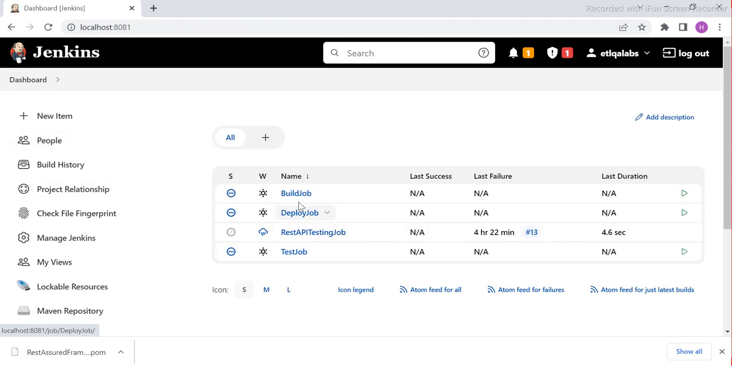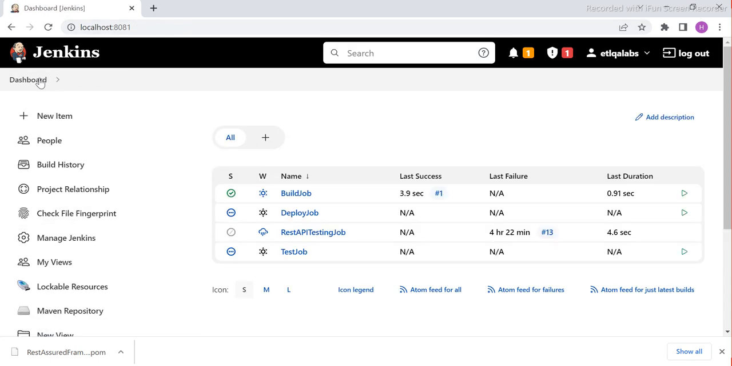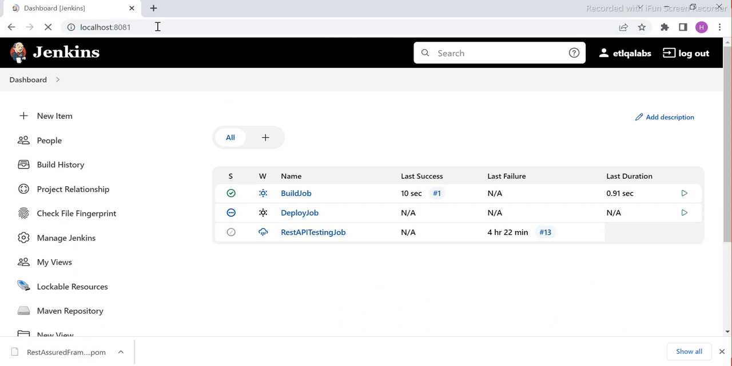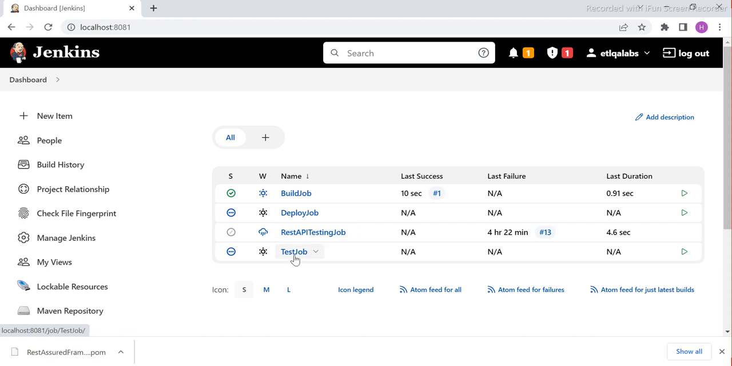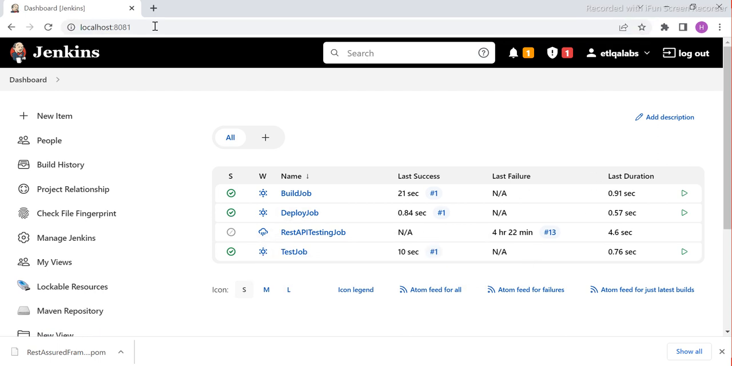Now, guys, let me try to start it. If I say build, now see, this has already completed. Now it should complete this test job, right? Now after this, see, it is completed. Now the last one should complete actually. See, all these three jobs are completed one by one, right? So this is something where you can put the dependency.